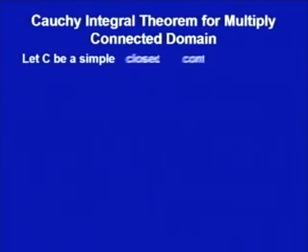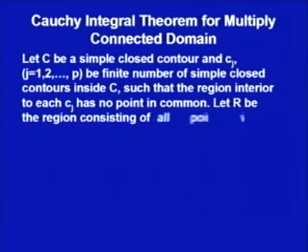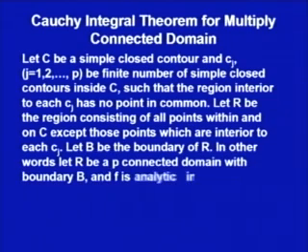The statement: let C be a simple closed contour and Cj for j equal to 1 to p be a finite number of simple closed contours inside C, such that the region interior to each Cj has no point in common, and let R be the region consisting of all points within and on C except those points which are interior to each Cj, and let B be the boundary of this region R. In other words, let R be a p-connected domain with boundary B and f analytic in R, then the integral of f(z) along this boundary B is 0.